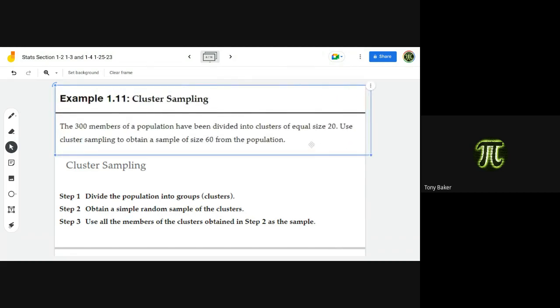So an example of that, 300 members of the population are divided into equal sizes of 20. We're going to use the clustering sample to identify 60 from the population. So how many clusters would I need to pick? I need to pick 3. So I have to pick 3 out of 15 of them, right? There'd be 15 clusters. I have to pick 3 of them. And as long as those clusters are relatively randomized, we're good.